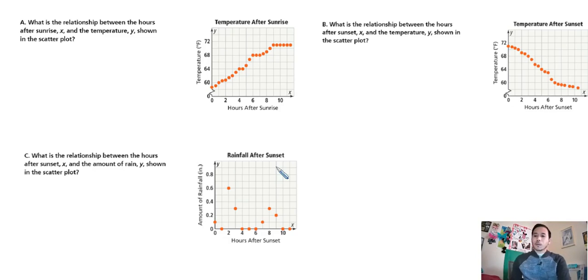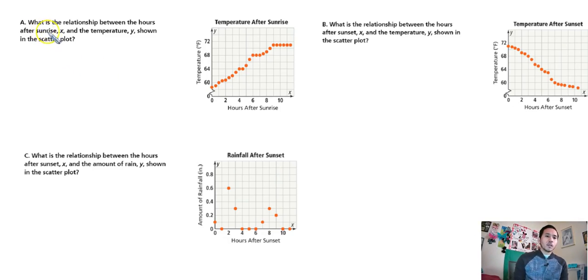All right, so one of the common errors is that you may think that since the points do not line up exactly, there is no relationship. However, when looking for an association, you are looking for a general trend. Even if they don't form a straight line, what you are looking at is the general trend. Okay, so let's start with letter A.